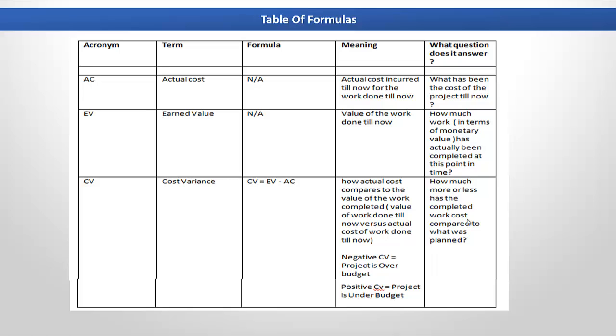Next, we're going to learn about a term known as cost variance. And the acronym for cost variance is CV. The formula for cost variance is: cost variance is equal to earned value minus actual cost.